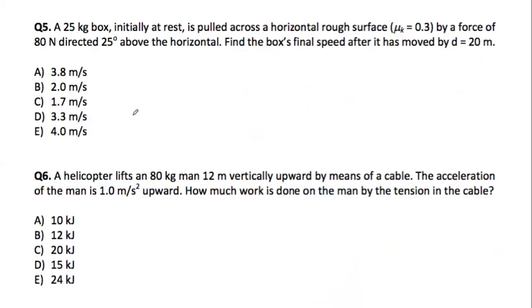I have a box which is initially at rest, pulled across a horizontal rough surface, and I give you mu k of 0.3, by a force of 80 Newton directed 25 degrees above the horizontal. I could have made it below the horizontal, but here I chose to make it above the horizontal. Question: find the box's final speed after it has moved by 20 meters.